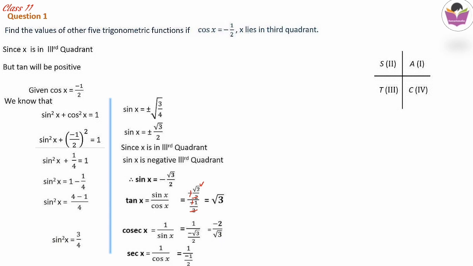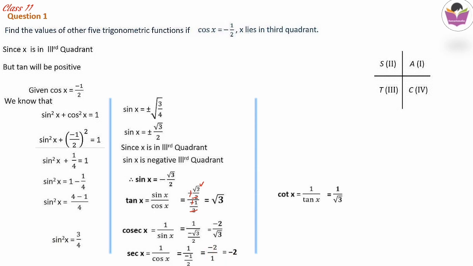Next, sec x. Sec x is the reciprocal of cos x. Our cos x value is given to us, minus 1 by 2. That means 1 divided by minus 1 by 2. When we take the reciprocal, it will be minus 2 by 1. Minus 2 by 1, we know that it is minus 2.